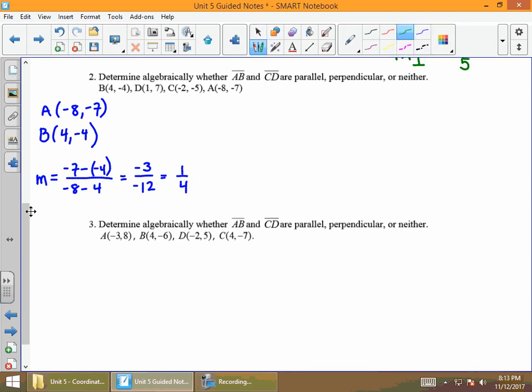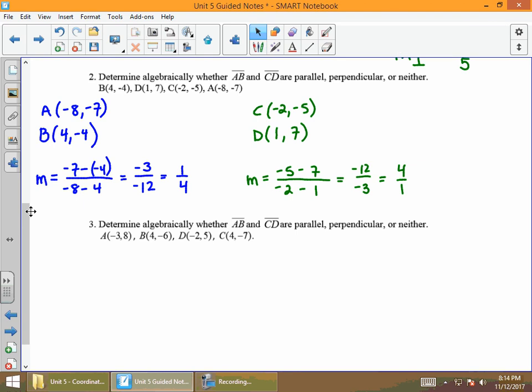Next thing I'll do is look at CD. C is at negative 2, negative 5. D is at 1, 7. So let's find the slope. It's rise over run, so y's go on top. Negative 5 minus 7, and on bottom, negative 2 minus 1. Negative 5 minus 7 is negative 12. Negative 2 minus 1 is negative 3. So this reduces to 4 over 1. Negative over negative is positive.